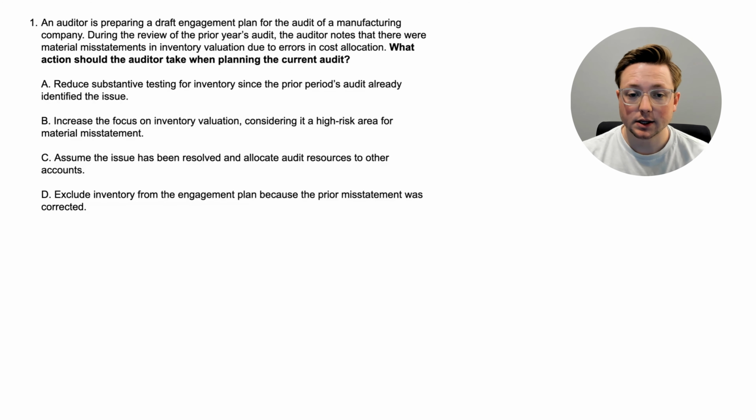Option A, reduce substantive testing for inventory since the prior period's audit already identified the issue. Option B, increase the focus on inventory valuation, considering it a high-risk area for material misstatement. Option C, assume the issue has been resolved and allocate audit resources to other accounts. Or option D, exclude inventory from the engagement plan because the prior misstatement was corrected.